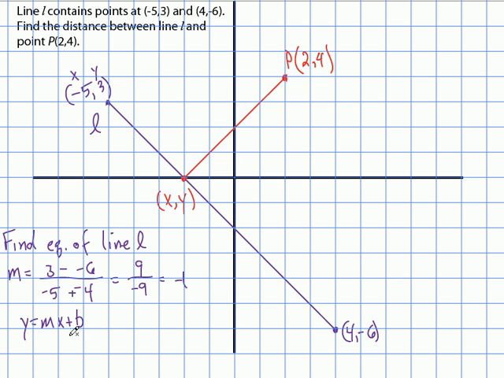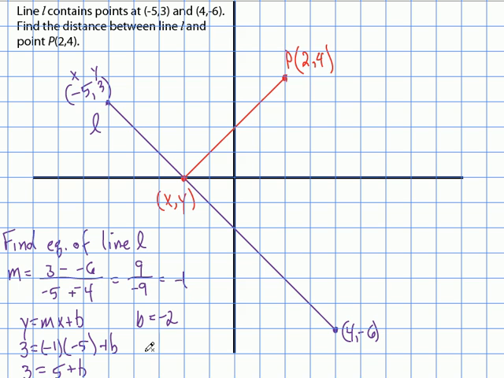So we can put everything into this and then solve for b. So the y is 3, the slope is negative 1, times x, which is negative 5, and then I solve for b. So 3 equals positive 5 plus b, subtract 5 from both sides, and b is negative 2. So here's the equation of the line.